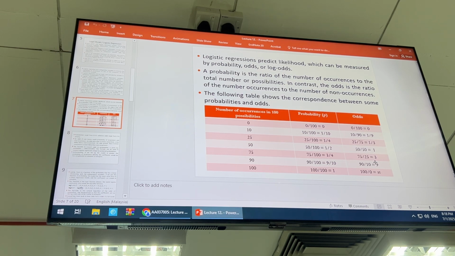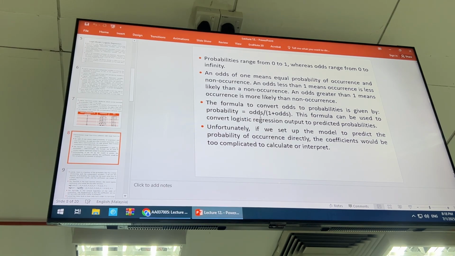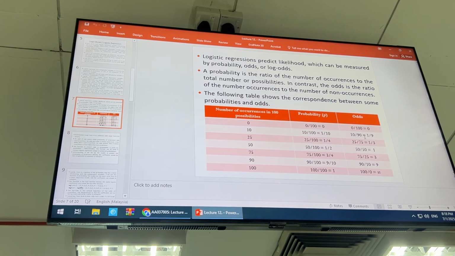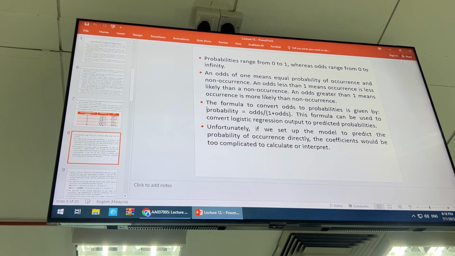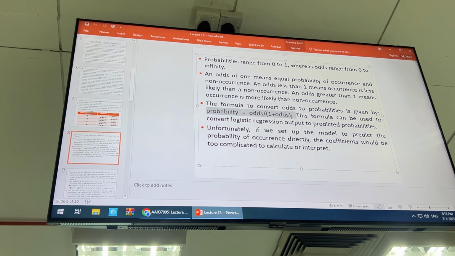The non-success has more chance to occur as compared to the success. So the formula to convert odds to probabilities is given by this formula. If you want to convert odds to probability, you can use this formula: probability equals odds divided by 1 plus odds.